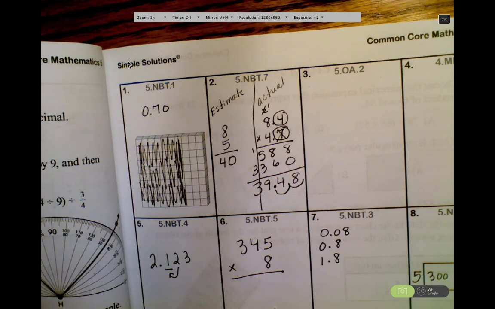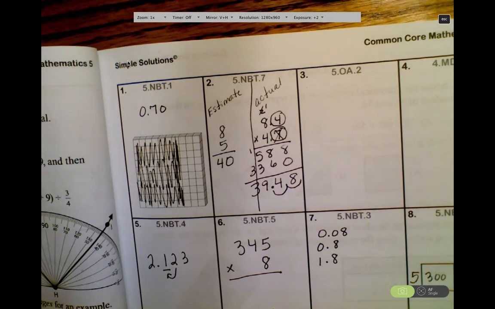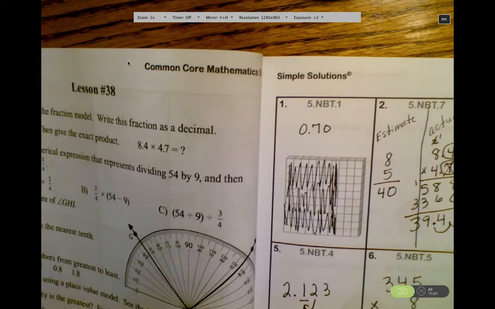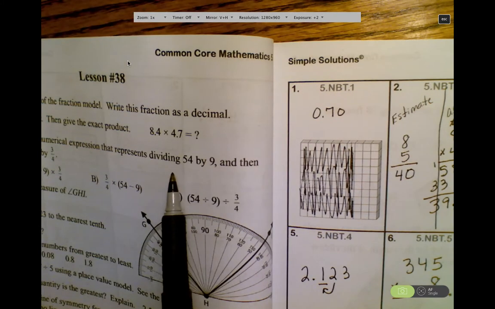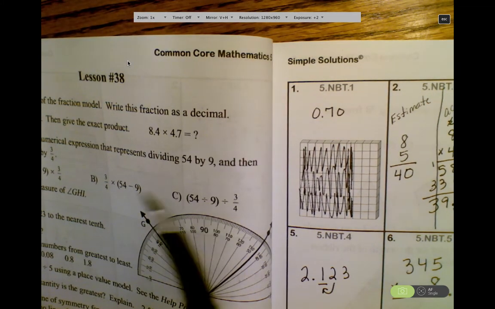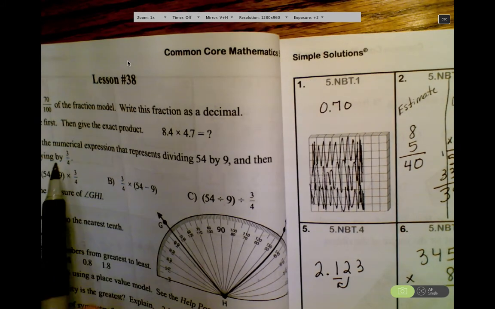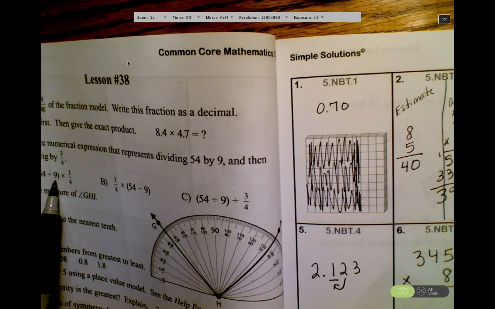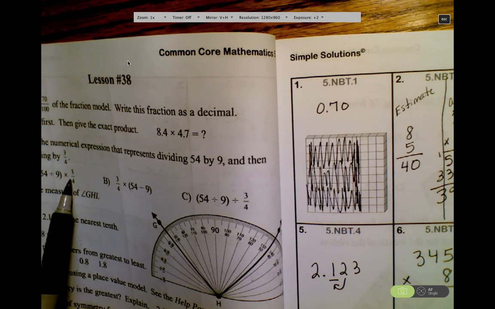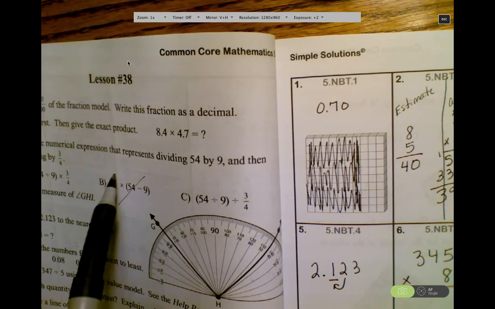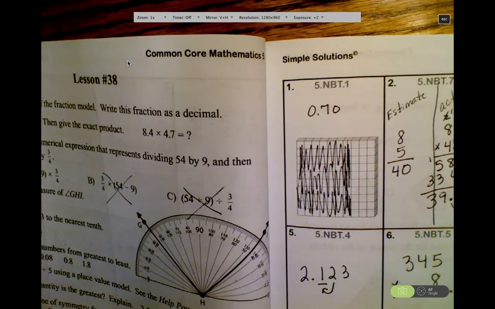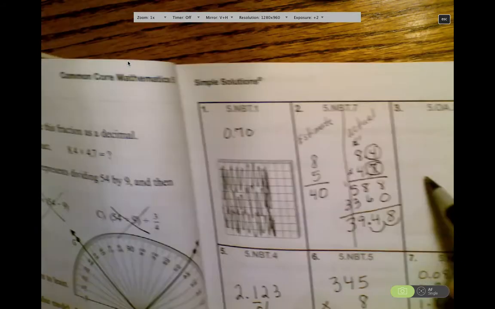All right, number 3. Choose the numerical expression that represents dividing 54 by 9 and then multiplying by 3/4. Well, this is 54 divided by 9 and then it multiplies by 3/4. This one doesn't even have division in it, and this one they're only dividing in both of them. My answer is A.